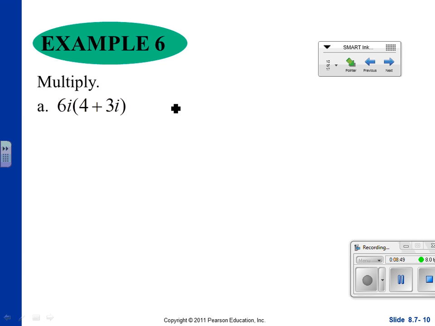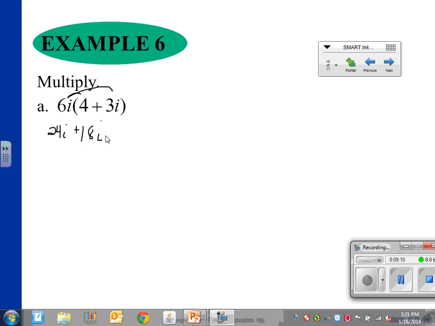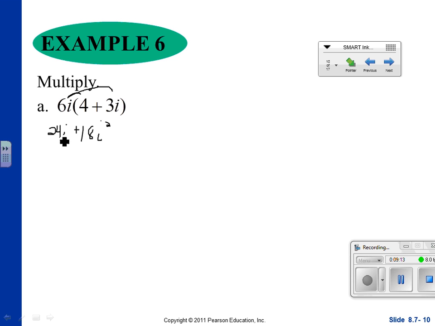If it's multiplication, you have to use distributive property or FOIL. So here I'm going to distribute 6i. 6i times 4. 6 times 4 is 24. And then we keep the i with it just like we would with an x. And 6i times 3i gives us plus 18i squared. Just like if you did 6x times 3x. Now the only difference between dealing with i's and x's is if you get an i squared, you can change it to a negative 1. So 18 times negative 1 is just a minus 18. So this becomes 24i minus 18.